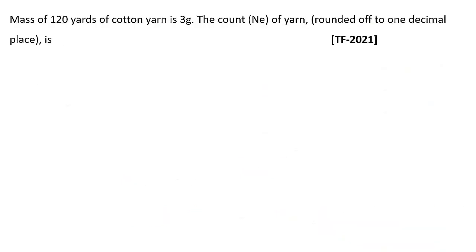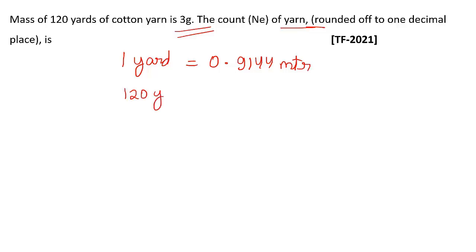Now coming to the next question, that is the mass of 120 yards of cotton is 3 gram. The count in Ne of the yarn, rounded off to 1 decimal place, is? So this is a basic textile calculation question. Just solving, I think you must be knowing that 1 yard is equal to 0.9144 meters. So 120 yards would be 120 into 0.9144 meters. It will come out to be 109.72 meter.